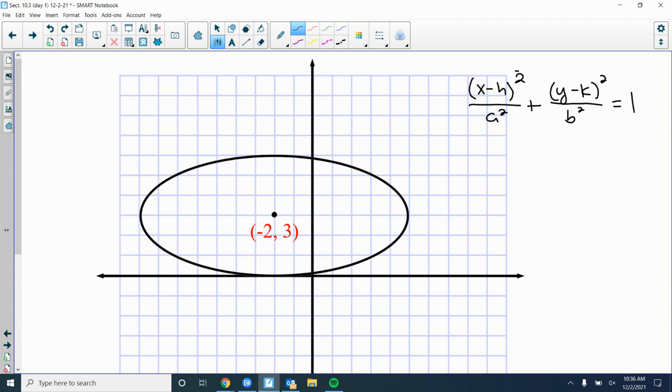That is the one that is horizontal, because does the a have to be bigger than the b in this case? Yes, because it is wider than it is tall. All right, the h is -2, the k is 3. So we can substitute that in. So that gives me x plus 2 squared over a squared plus y minus 3 squared over b squared equals 1. All right, how do you figure out a and b?